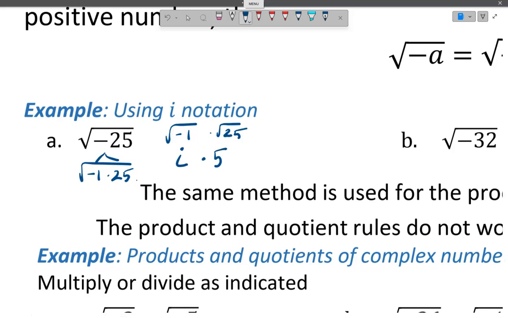Now we have a very special way that we write numbers when we're dealing with the complex numbers, in that the imaginary unit always goes at the end. So we would write this as 5i.